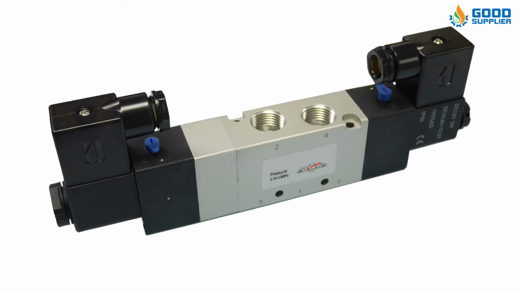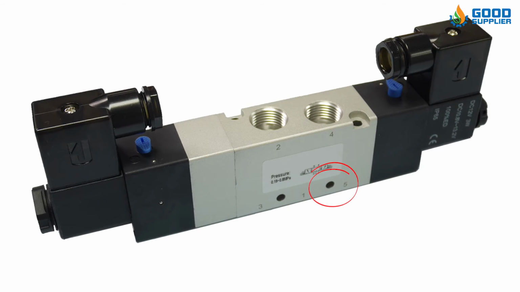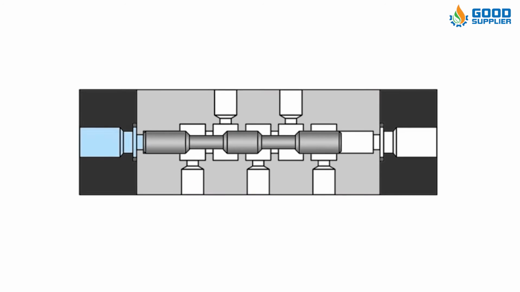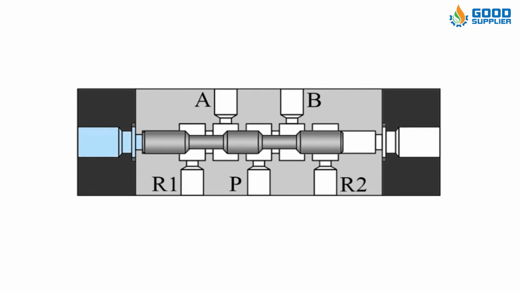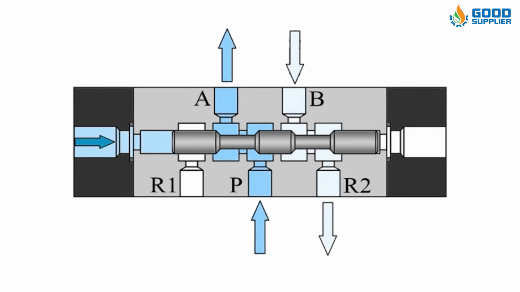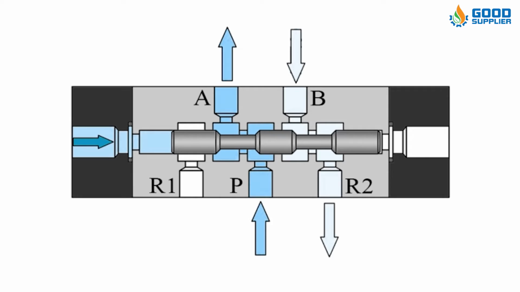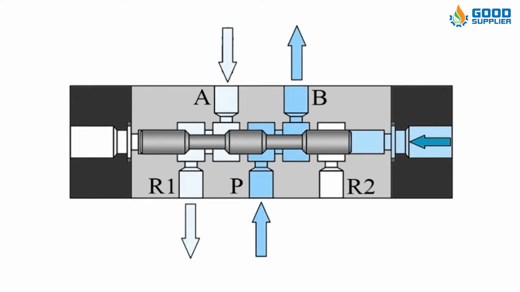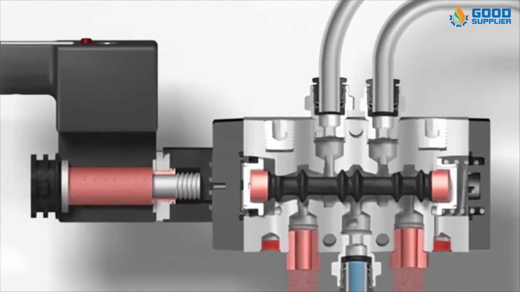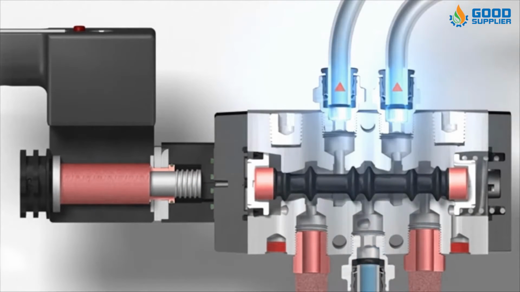An additional port is sometimes added to a 4-way valve, making it a 5-ported 4-way valve. A 4-way valve with an additional port is often used to provide dual pressure, meaning the valve can apply one of 2 kinds of pressure and alternate between the 2 depending on what the application requires. Alternatively, the valve can use the other port as a second exhaust port.